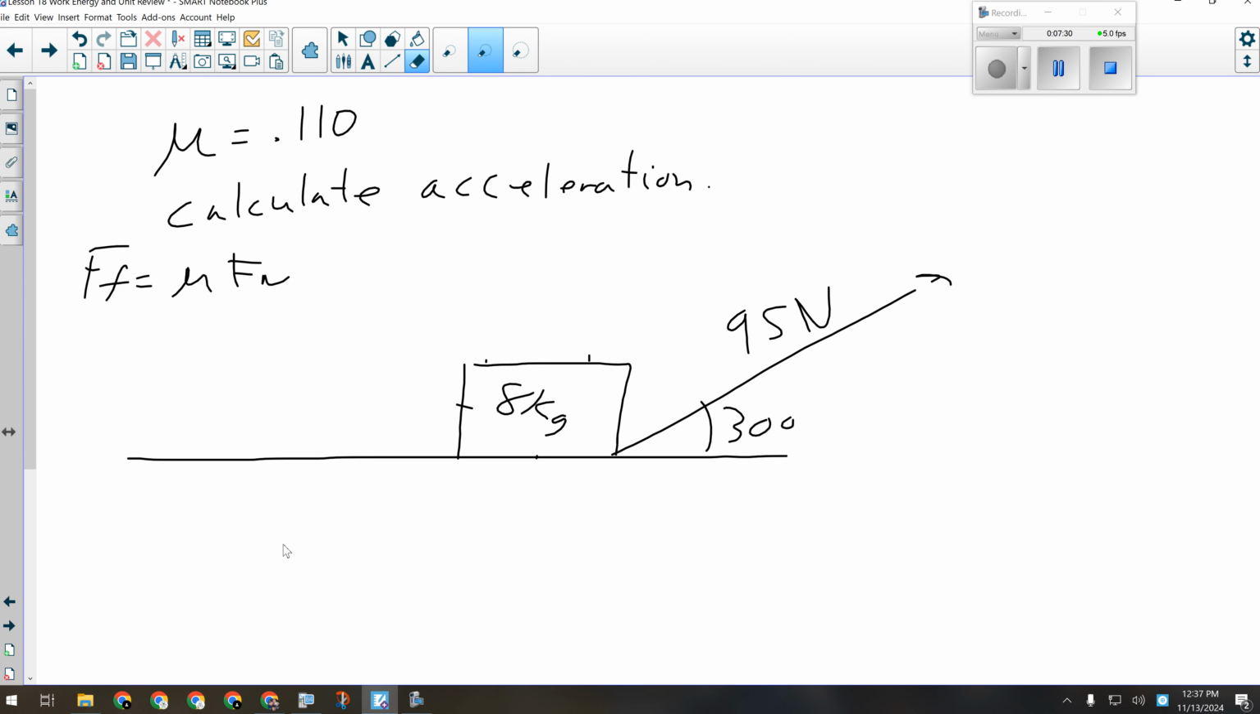Okay. The vectors and coefficient of friction question. In this question, I want the acceleration of the 8 kilogram box, knowing that it is being pulled with a 95 Newton force, angled 30 degrees above the horizontal. The box is not moving in that direction, it is moving horizontally along the table.